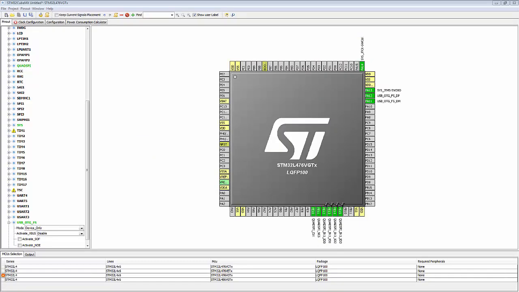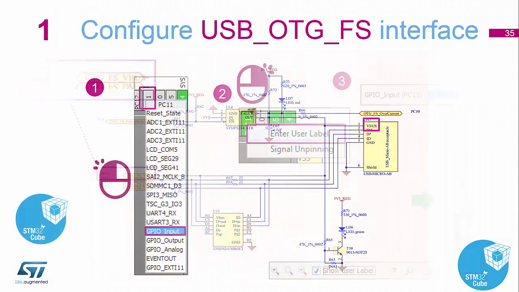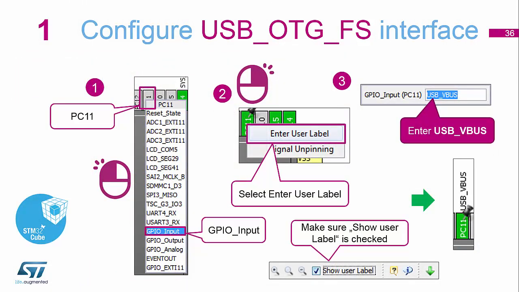So we now need to assign PC11 as a GPIO pin. The first thing we need to do is click on PC11. This will bring up all the possible functions that PC11 can do, and we need to select GPIO input. Because we're using pre-written code, which accesses pin functions by use of labels, we have to make sure that we edit the label for this pin so that it matches our pre-written application software.